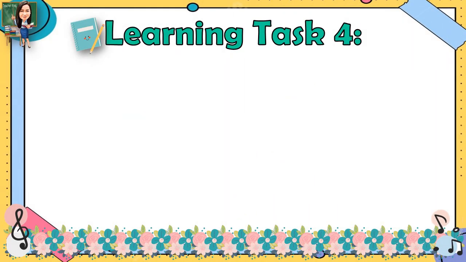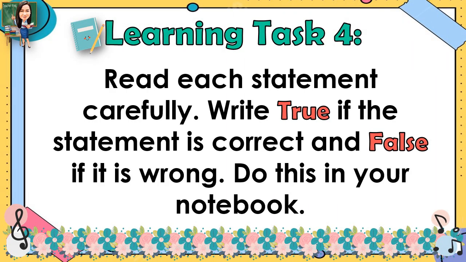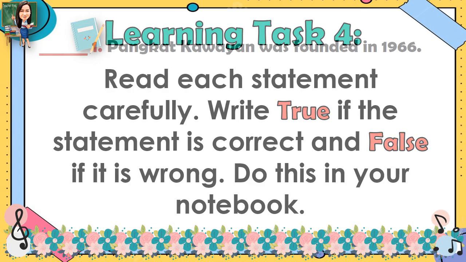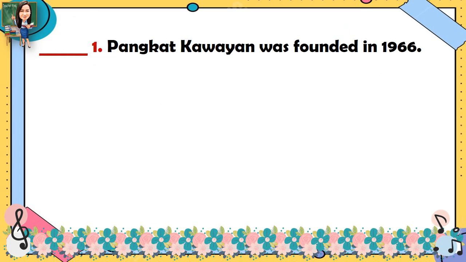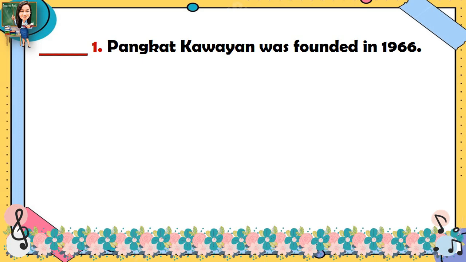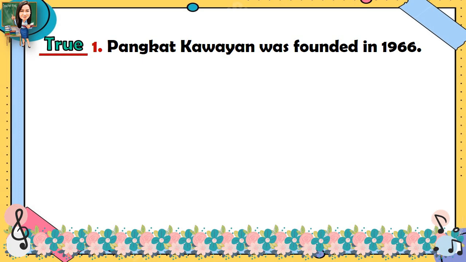For learning task 4, read each statement carefully. Write true if the statement is correct and false if it is wrong. Do this in your notebook. Number 1. Pangkat Kawayan was founded in 1966. Is it true or false? Very good. The correct answer is true.